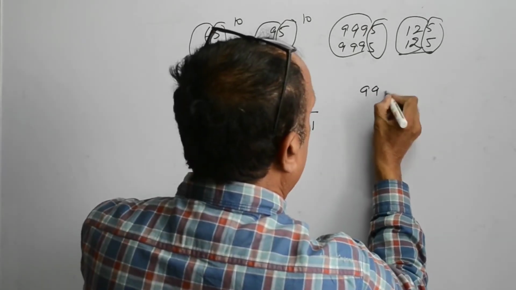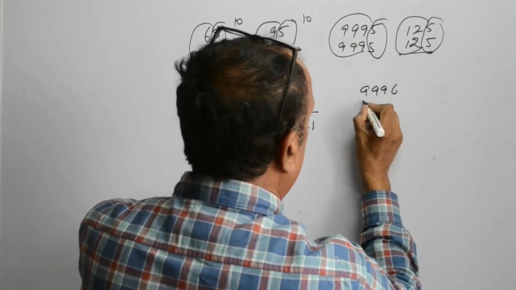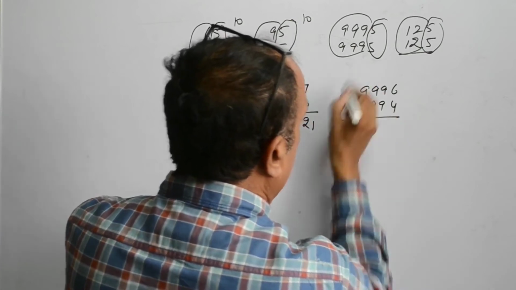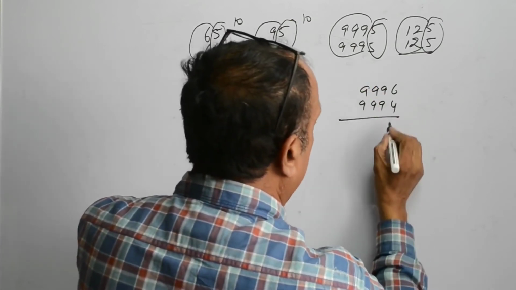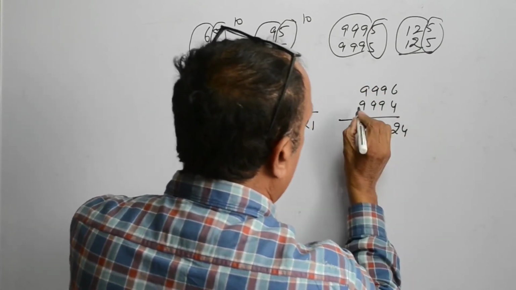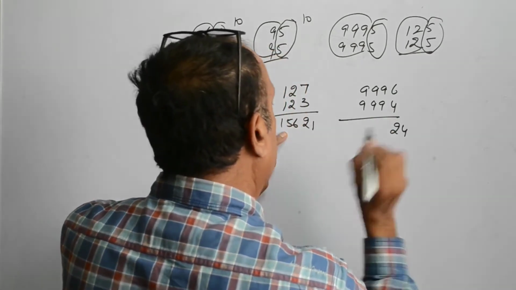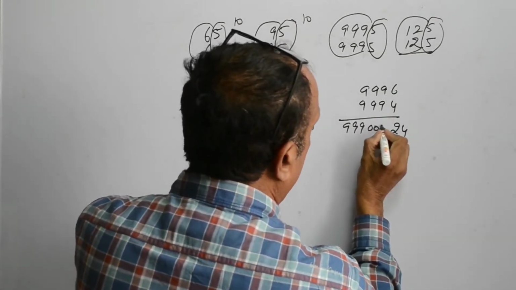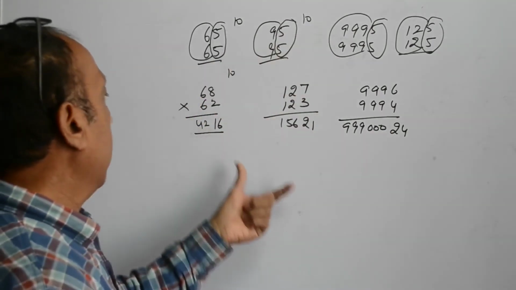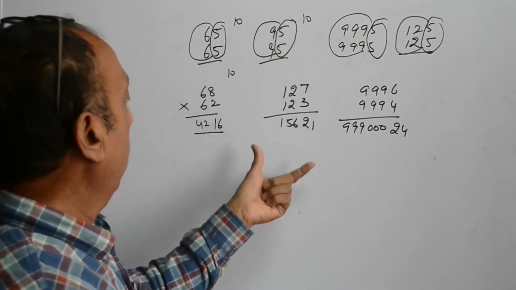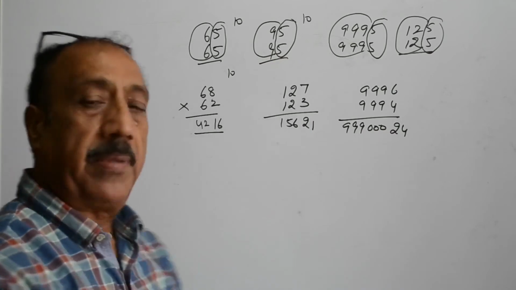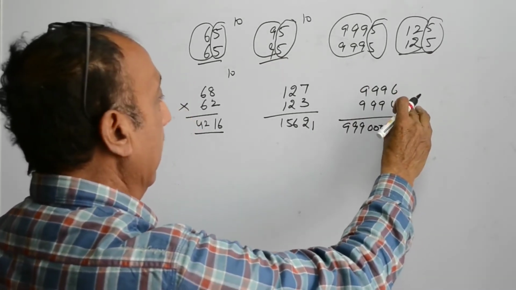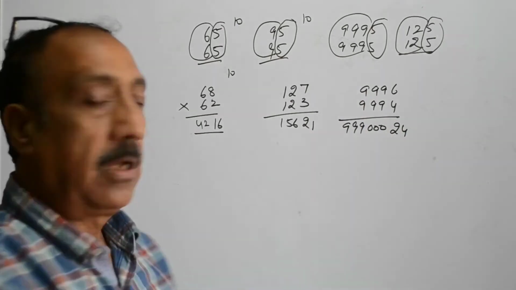So 9996 multiplied by 9994, total is 10 and the left hand side common. So 6 multiplied by 4 is 24. 999 multiplied by 1000 will give us 3 times 9 and 3 times 0. So we can extend the formula to find out the multiplications of numbers where the total of the last digits is 10 and the left hand side is common.